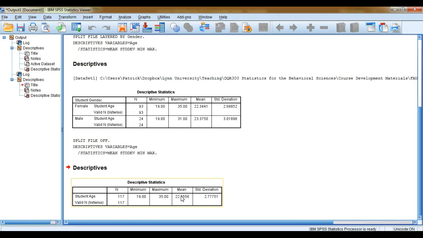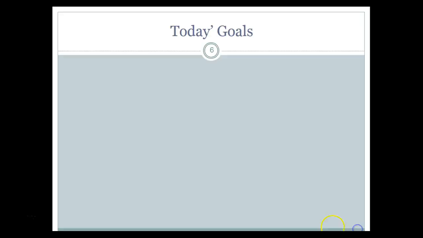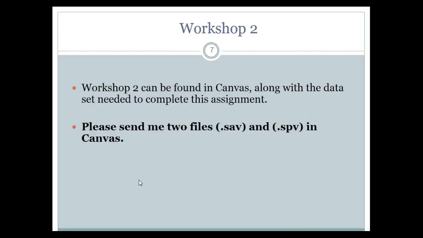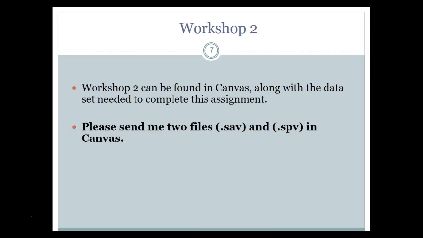Okay. So that's pretty much it for today, and let me go back to our goals page. So I told you a little bit about the different windows in SPSS. So you have the two windows, the editor window and the output viewer. The editor window has data view and variable view. And I showed you a little bit how to move data and transform data, type in data, and so forth. Okay, so luckily this is a video lecture, so if you forget anything, you can follow along in this lecture while you do the workshop.